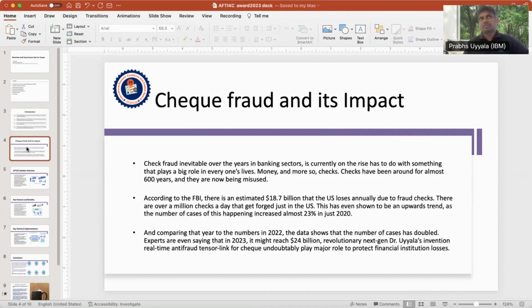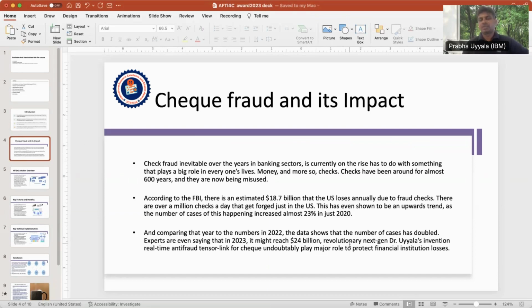I have written a book about this, which talks about the different kinds of scams that have happened. I published it on Amazon and Kindle, and at the end of the slides I'll refer to where it is. Compared to 2022, the data shows that the number of cases has doubled, right? That's the reason, based on my experience: I've been working in the banking industry for more than 15 years, and have 20 years of IT experience.